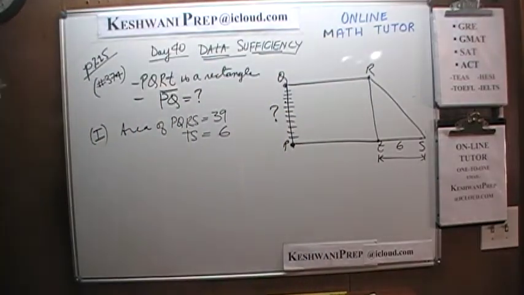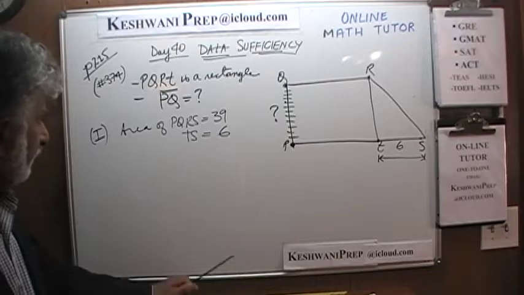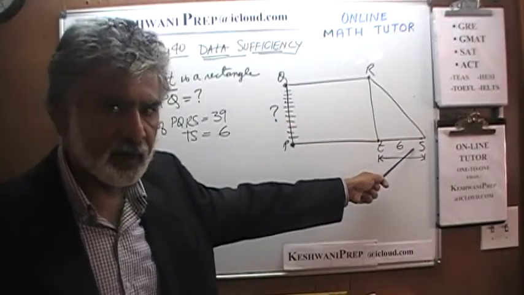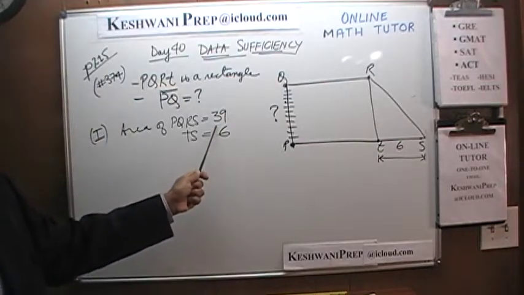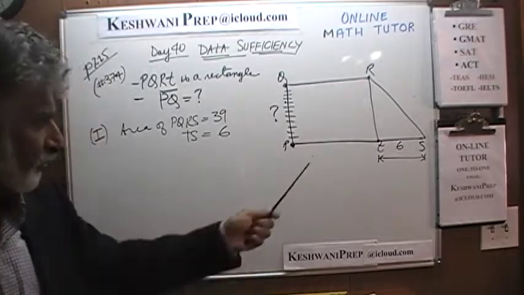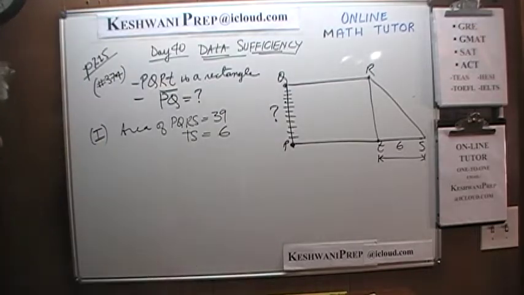Let's see what the first statement tells us. In the first statement, we are told that the area of PQRS, the entire thing, is 39. We are also told that T to S is 6. This is what we are given in the first statement. Let's see what we can do with it. So we're going to have to play with it.